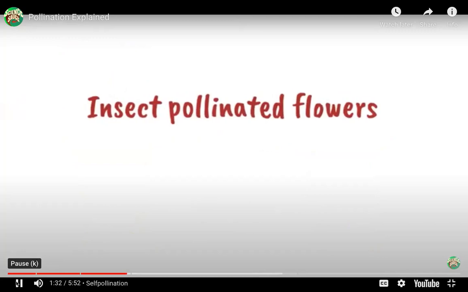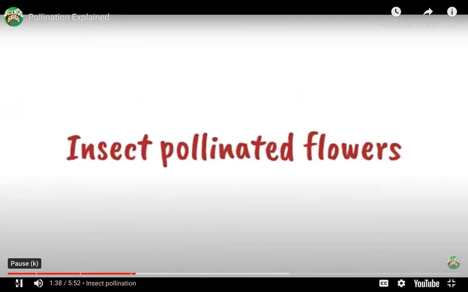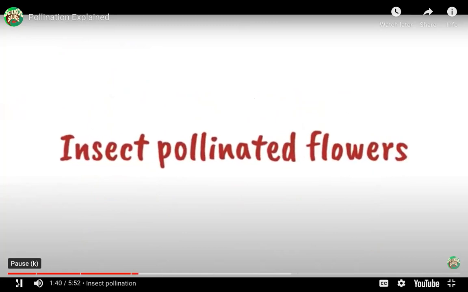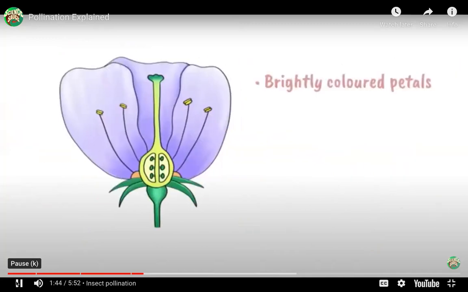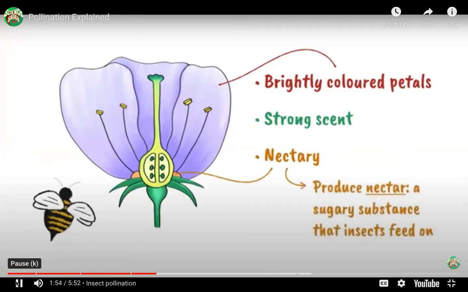We'll look at insect-pollinated flowers and wind-pollinated flowers. We'll start with insect pollination. Flowers that rely on insects have several strategies to attract them. They tend to have brightly colored petals, which are appealing to insects, as well as a strong scent that they like. Many flowers also have nectaries, which produce nectar, a sugary substance that insects feed on.